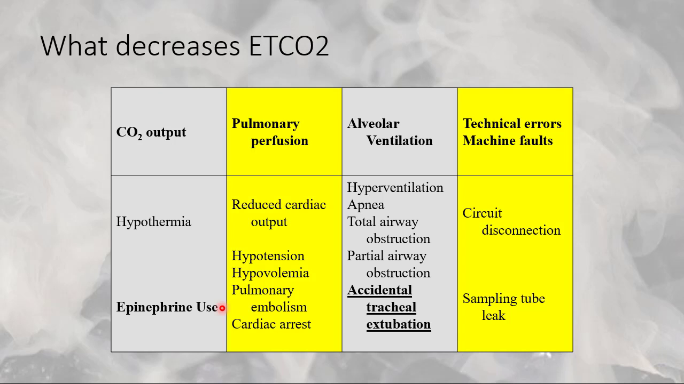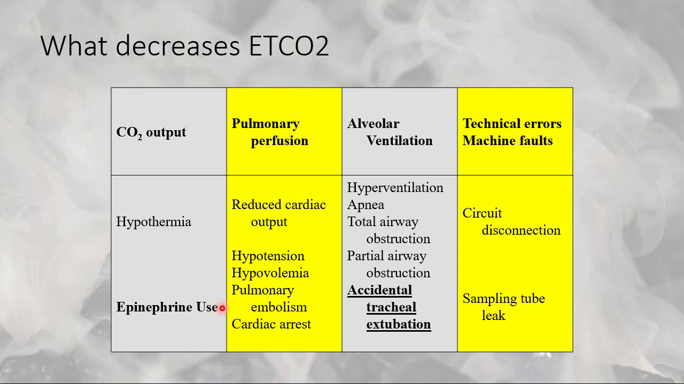Now, the question is, how important is that? And that's a question that we've really struggled to answer. That leads us into other causes of reduced pulmonary perfusion, such as reduced cardiac output. And this is why a sudden drop in End-Tidal CO2 can be a predictor of cardiac arrest, because as the heart is becoming weaker. Hypotension, just systemic hypotension, systemic hypovolemia, a big PE, or actual cardiac arrest.